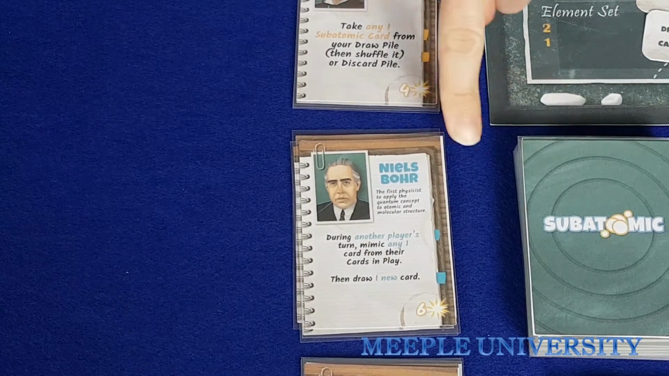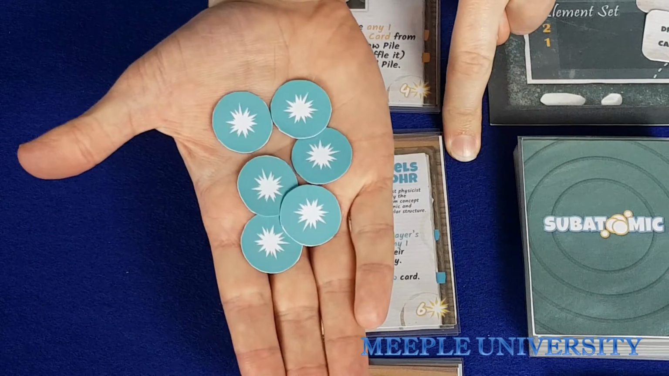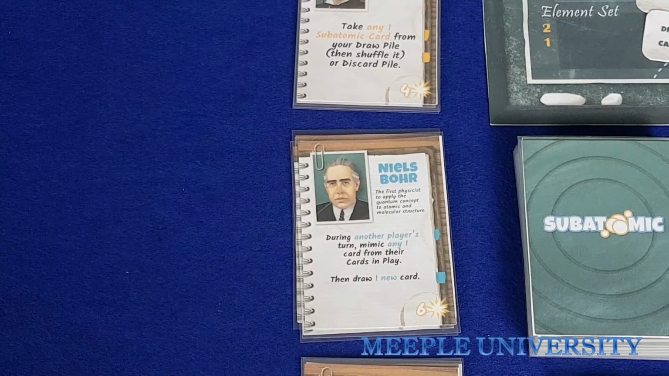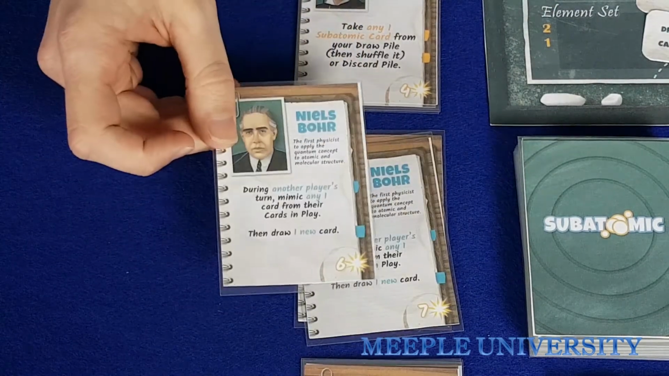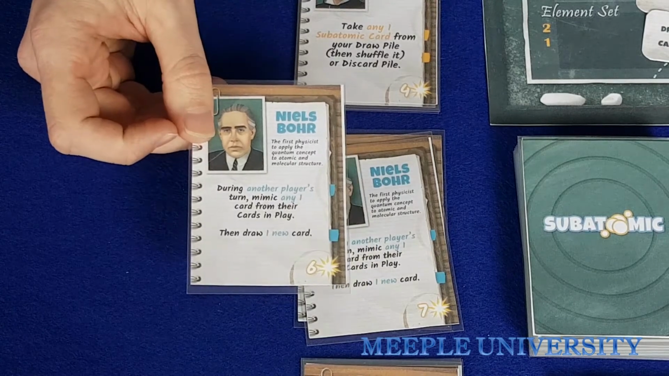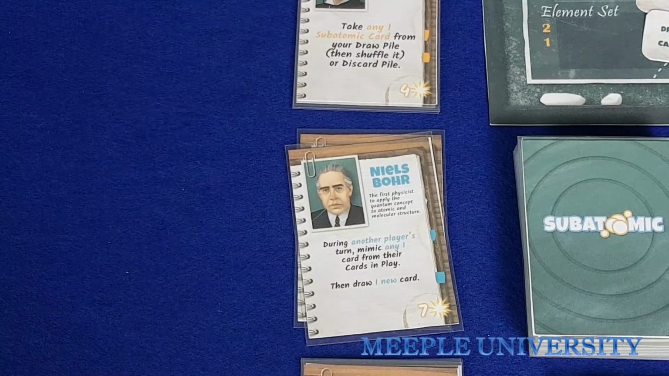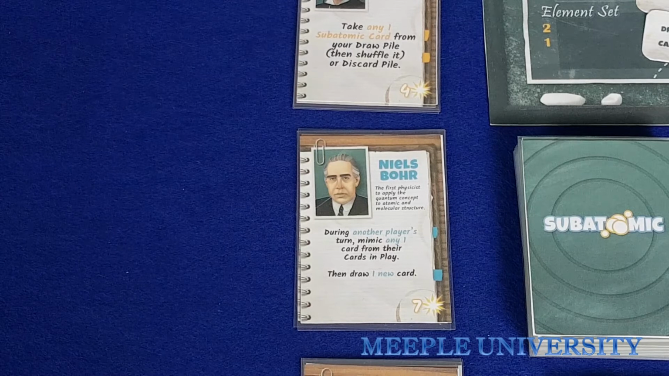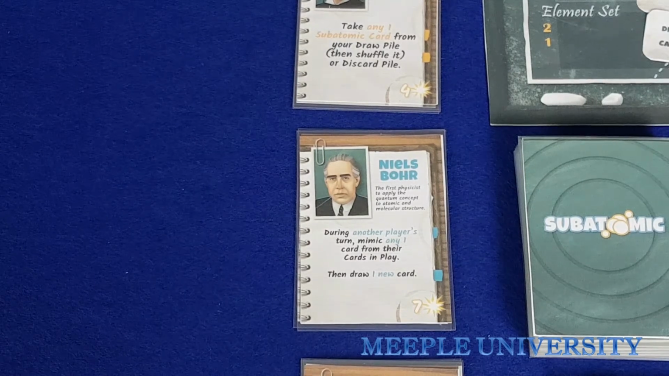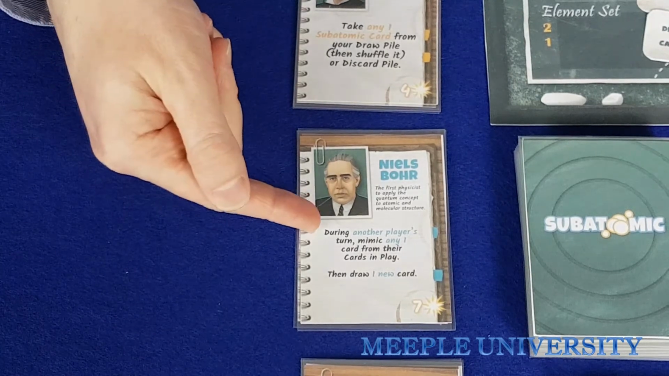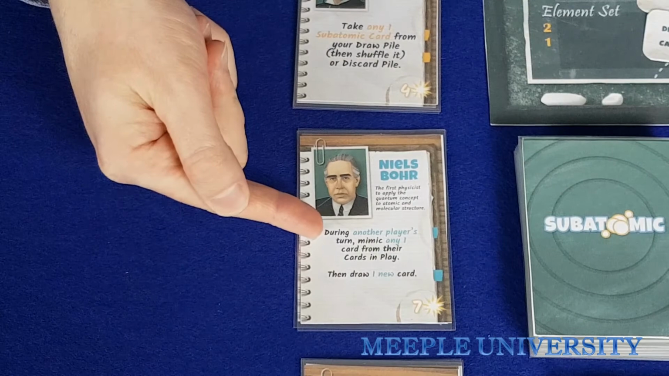So to buy this top Niels Bohr card would cost 6 energy tokens, which you return to the bank. You then take the scientist card, and as you would with the subatomic cards, place it into your discard pile. This will then later cycle through your deck and come up into your hand. When the card comes into your hand, you will be able to play it to gain the action which is printed on the card.